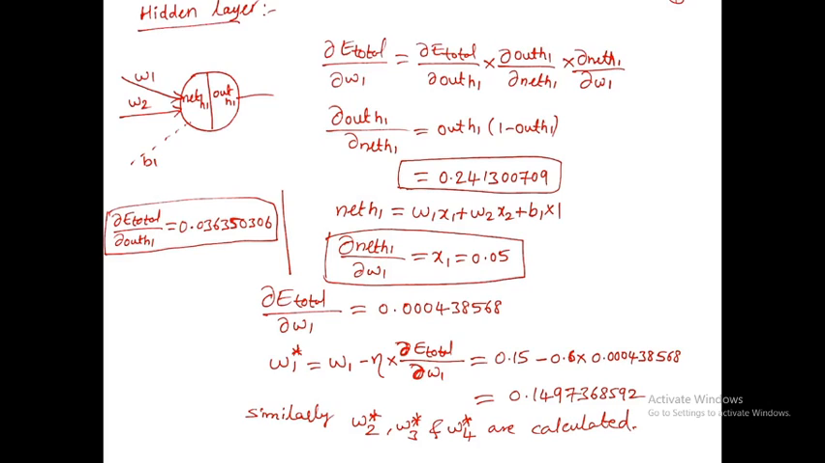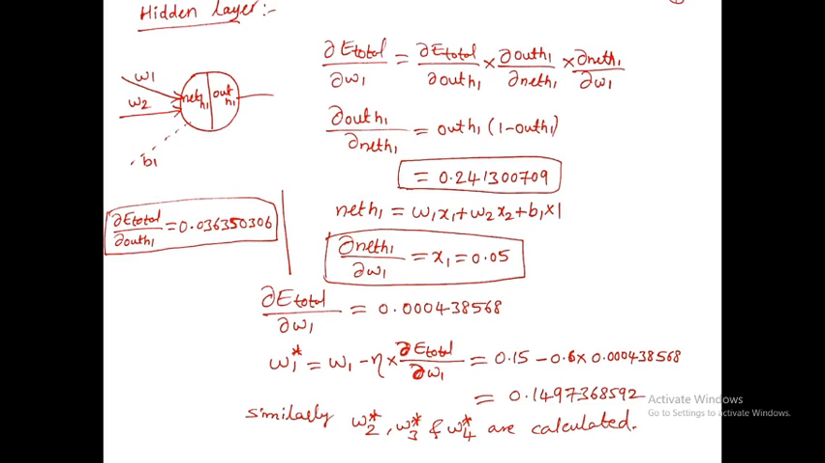Next, what is the third term? The third term in the first equation is dou net H1 by dou W1. To find that, net H1, if you see the first diagram in the left top corner, is nothing but W1 into X1 plus W2 into X2 plus B1, right? Into the corresponding connection link with 1, B1 into 1. So if we differentiate that with respect to W1, dou net H1 by dou W1, the remaining second and third terms are constant, so they are equal to 0.